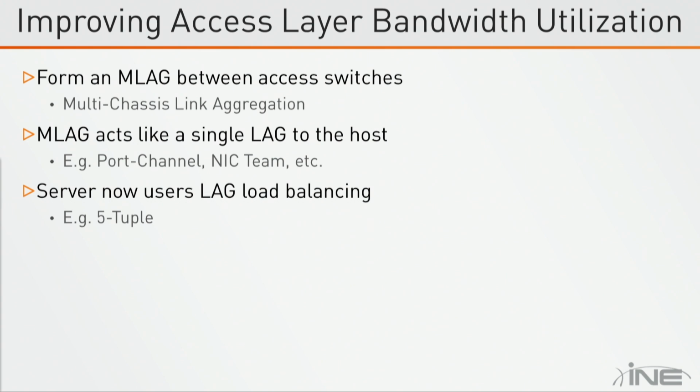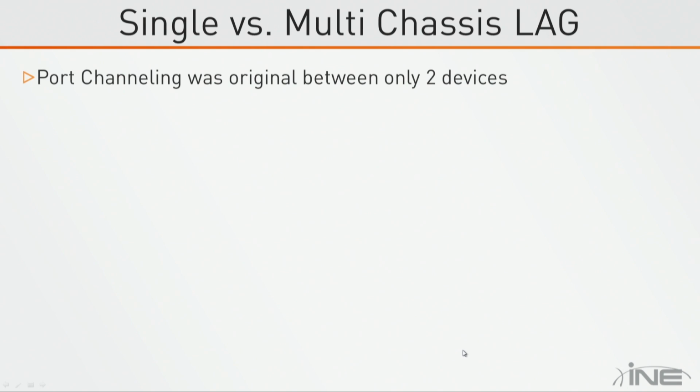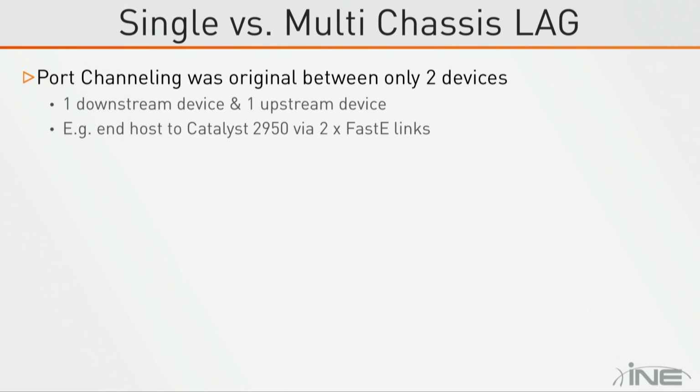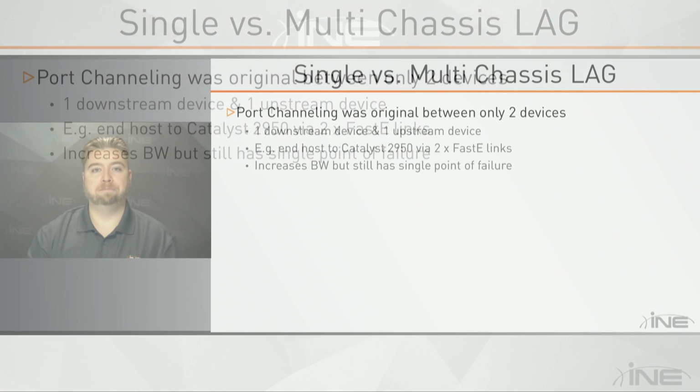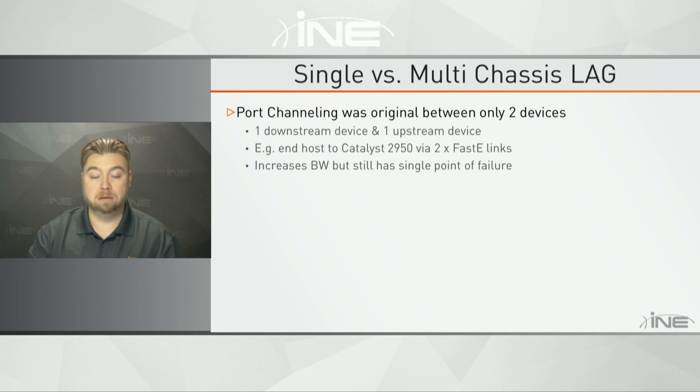So in the previous original design that we saw, the port channeling was only going to be between two point-to-point connected devices. Okay, so one upstream box, one downstream box. So for example, we have an access Catalyst switch that has multiple physical links that we're channeling together. End result of this is that we're going to increase the bandwidth as an aggregate, but we're not necessarily getting rid of this single point of failure problem. So we might have two Fast Ethernet links going to a Fast Ethernet switch, but if that switch goes down, then the end result is that the node is going to be isolated.